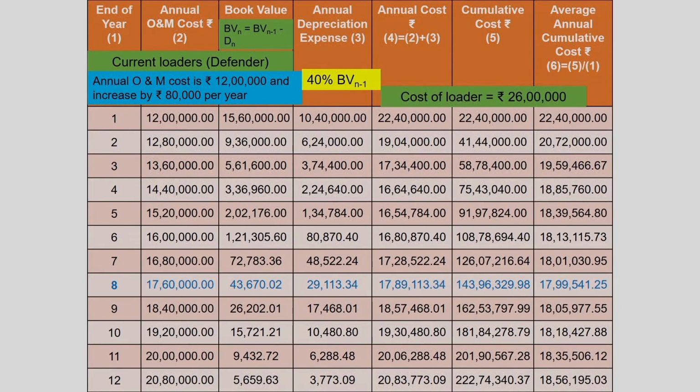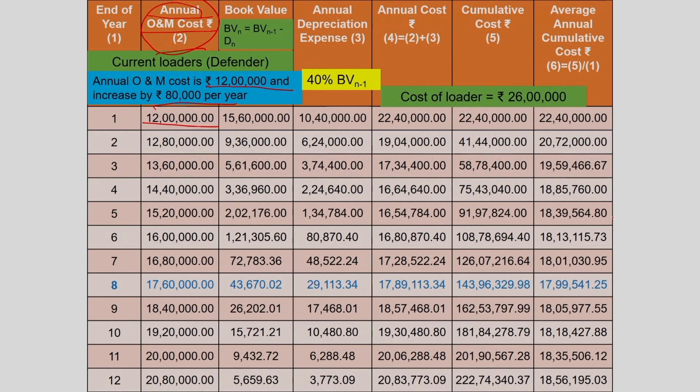Okay. So, now let us estimate the cost associated with the defender and the challenger. So, firstly we are going to work out the cost associated with the current loaders of the defender. Okay. So, the annual operating and the maintenance cost is given, for the first year it is 12 lakh and thereafter it increases by 80,000 every year. So let us work out the annual operating and the maintenance cost for the current loaders.